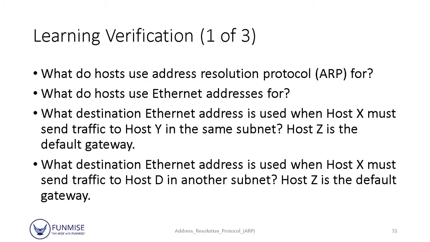Learning verification. Now we'll go over the questions you should have been looking at while we went through the studies and what you should have learned. So you would be able to answer all these questions. For example, what do hosts use ARP for? What do hosts use Ethernet addresses for? What's the destination Ethernet address when a host needs to send traffic to a host that's in the same subnet, or when it needs to send traffic to a host that's in another subnet? And we did have examples, and there were pictures included also. So if you need to review that, you can just go rewind that video and check that out.